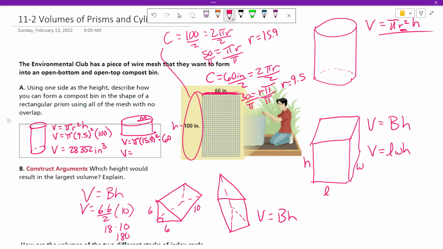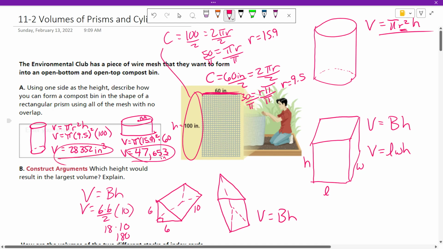47,653. So the short fat one has a lot more volume than the tall skinny one. Okay? It's the same piece of wire mesh, just depends how you wrap it. There's a big change in the volume, and that's inches cubed again. Inches cubed. Okay.